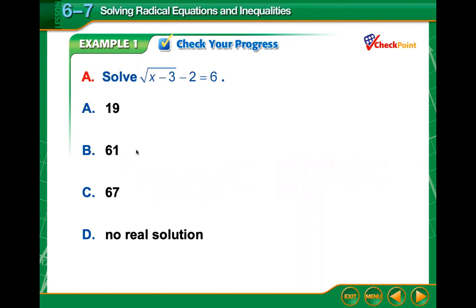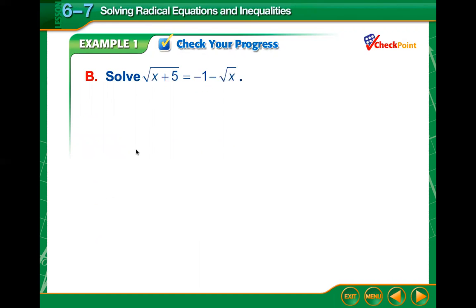All right, go ahead and solve square root of x minus 3, minus 2, equals 6. All right, you should get C. You would add 2 to both sides, square it, and then add 3 to both sides. All right, go ahead and try this one out. All right, with this, you should get no solution. When you check your work and plug it back in, you'll find that they don't work.